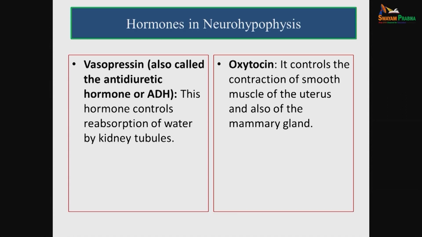The hormones of the posterior pituitary are vasopressin and oxytocin. Vasopressin is also called the antidiuretic hormone. This hormone controls reabsorption of water by kidney tubules. Oxytocin controls the contraction of smooth muscle of the uterus and the mammary gland.